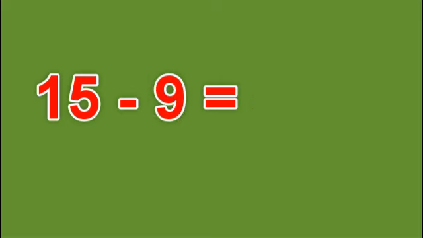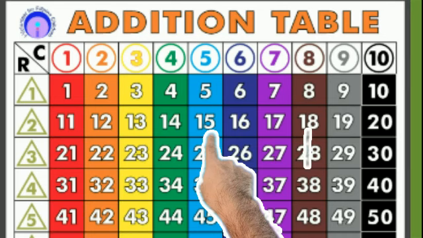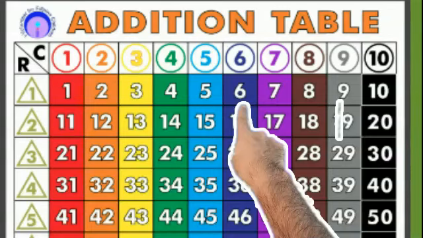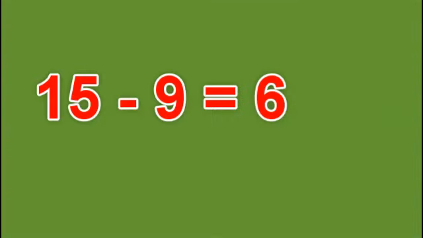Let's have another example. 15 minus 9. The fastest way to subtract 9 is to subtract 10 first from 15, then plus 1. Therefore, 15 minus 9 is 6.